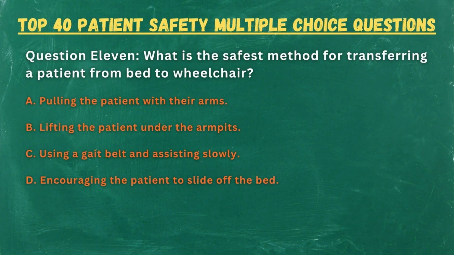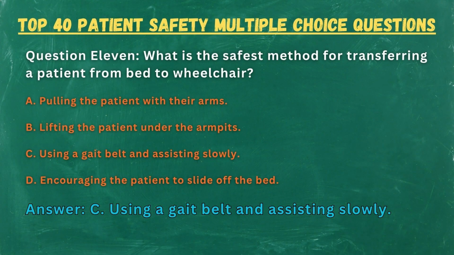Question 11. What is the safest method for transferring a patient from bed to wheelchair? A. Pulling the patient with their arms. B. Lifting the patient under the armpits. C. Using a gait belt and assisting slowly. D. Encouraging the patient to slide off the bed. Answer: C. Using a gait belt and assisting slowly.